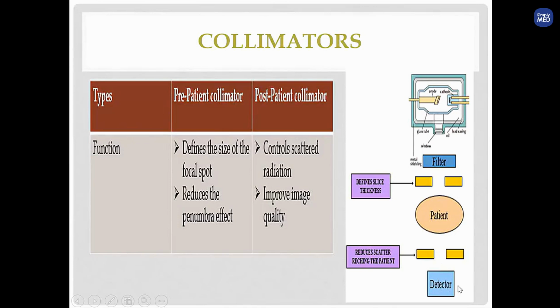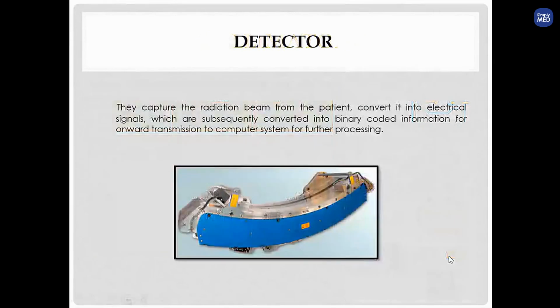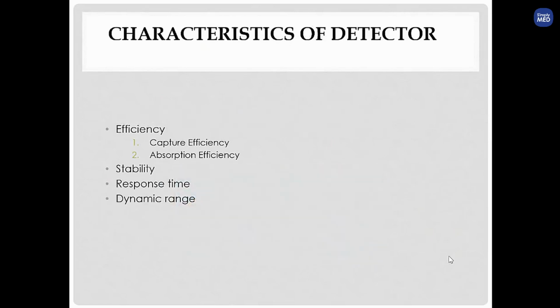Next, what is our detector? The radiation, the X-ray coming from the patient, will be converted into an electrical signal, which will then be converted into binary data. We have four characteristics of a detector. One is efficiency, under which there is capture efficiency and absorption efficiency, and then we have stability, response time, and the dynamic range.